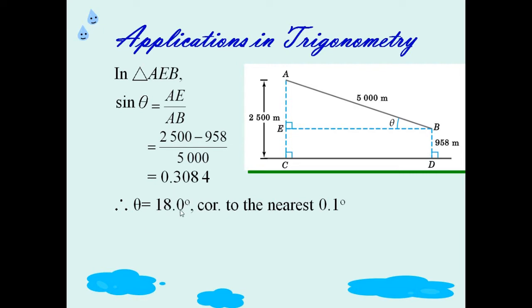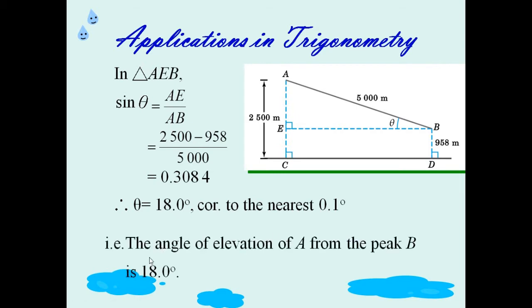You must show that you cannot write 80 degrees because you want to have one decimal place, so you must see here it has a 0.0. So at the end, you must have the conclusion: the angle of elevation of A from PB is 80, 80.0 degrees, sorry.